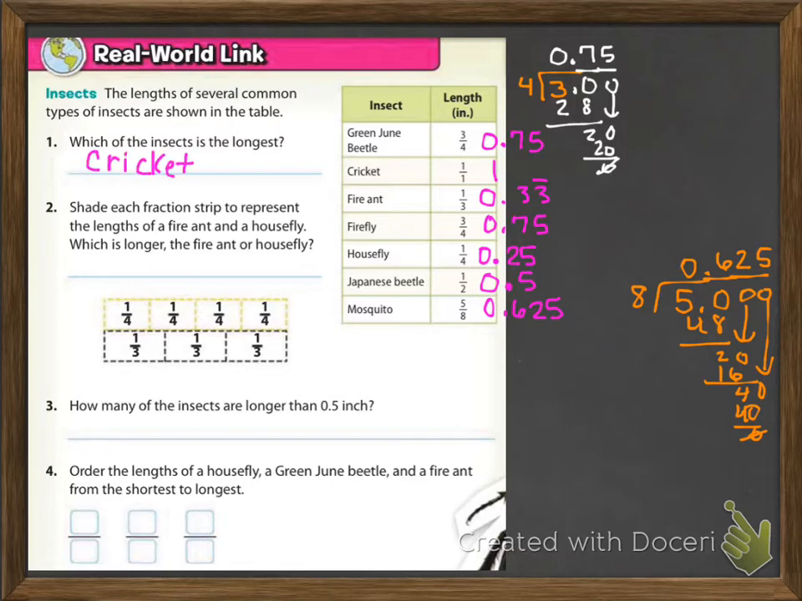Then it says to shade each fraction strip to represent the length of a fire ant and a housefly. Which is longer, the fire ant or the housefly? So we're going to go ahead and look at the fire ant. I'm going to change colors here, and the fire ant, remember, is 1/3.